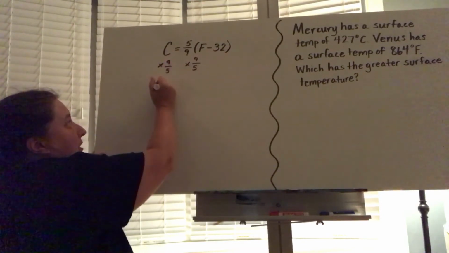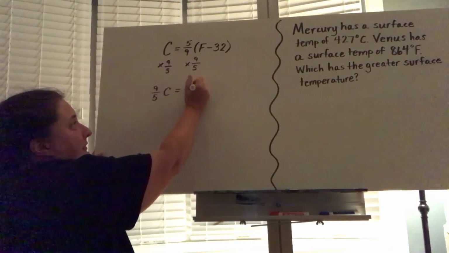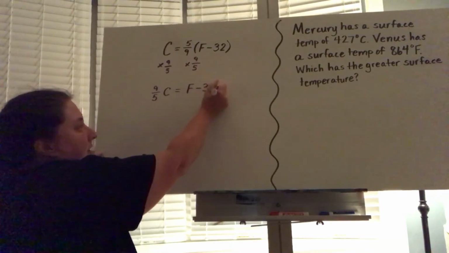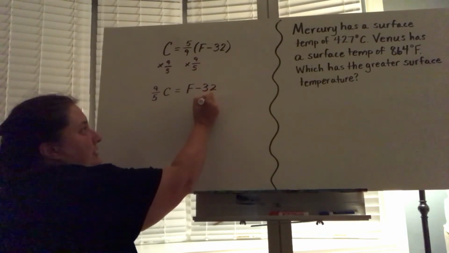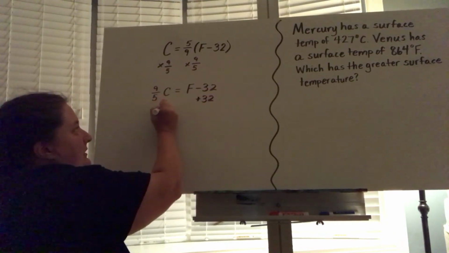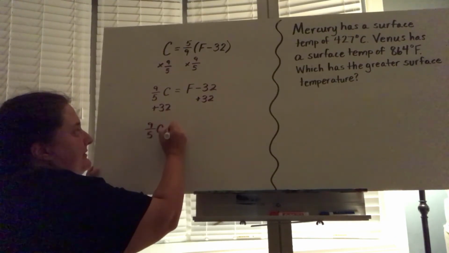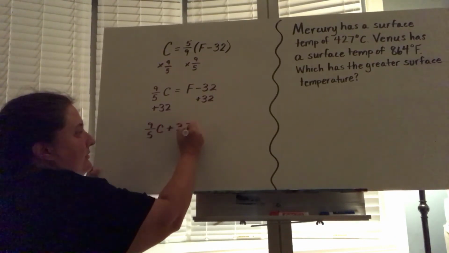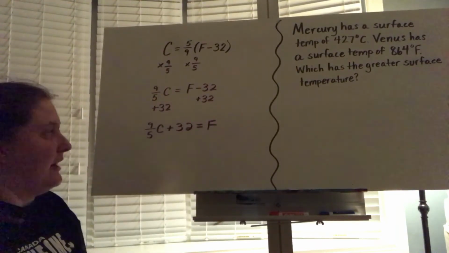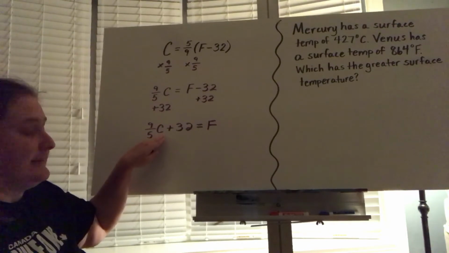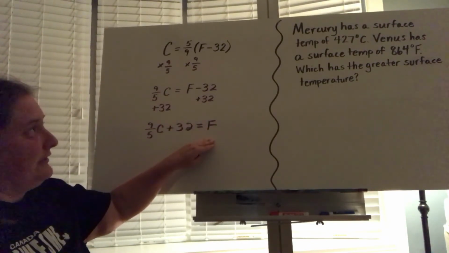And I'm going to end up with 9/5 times my degrees Celsius equals F minus 32. Now to get rid of this minus 32, I'm going to add 32 to each side. And I get 9/5 times my degrees Celsius plus 32 equals my degrees Fahrenheit. So now, if I have something in Celsius and I want it in Fahrenheit, this will be an easier formula to use. So let's actually try it out.